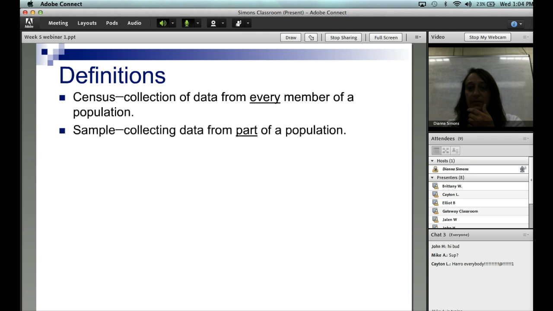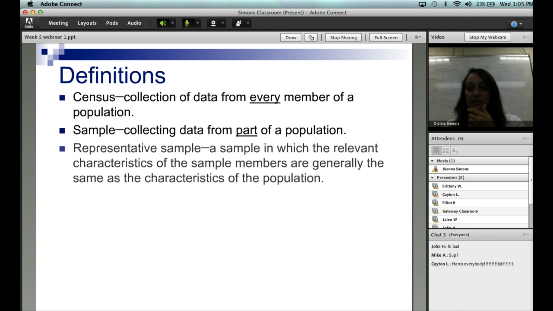A sampling is collecting data from just part of the population. All right, a representative sample is a sample in which relevant characteristics of the sample members are generally the same as the characteristics of the population. So give me an example of a representative sample. Eye color.